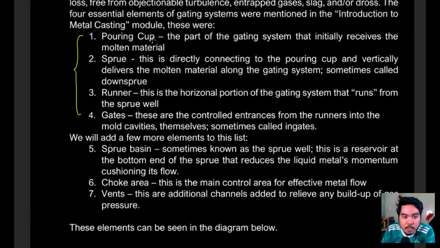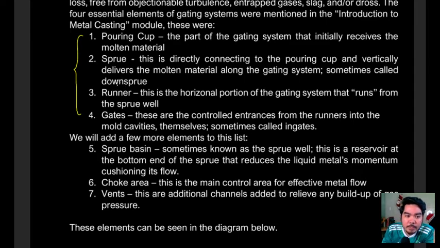So we have your pouring cup. So dito unang pumapasok yung metal natin. So this is a reservoir that initially receives the molten metal, and upon receiving the molten metal, it will flow out into the down sprue, or sometimes just simply the sprue, no? So the sprue is a vertical channel, and it delivers the molten metal into the gating system.